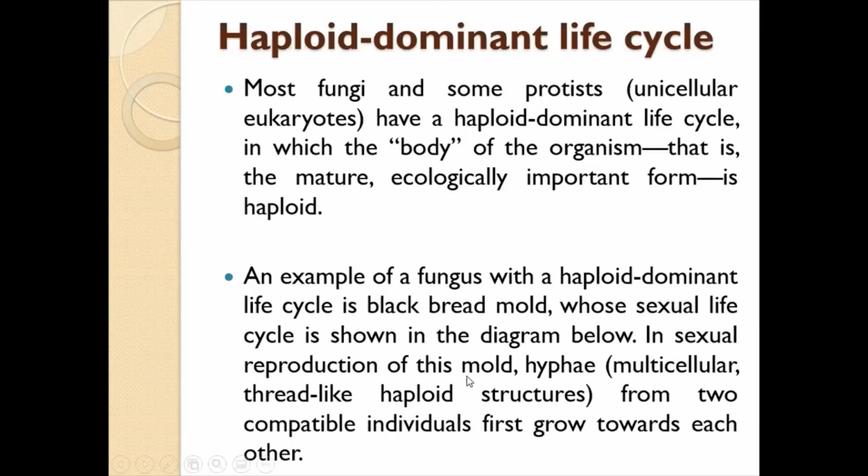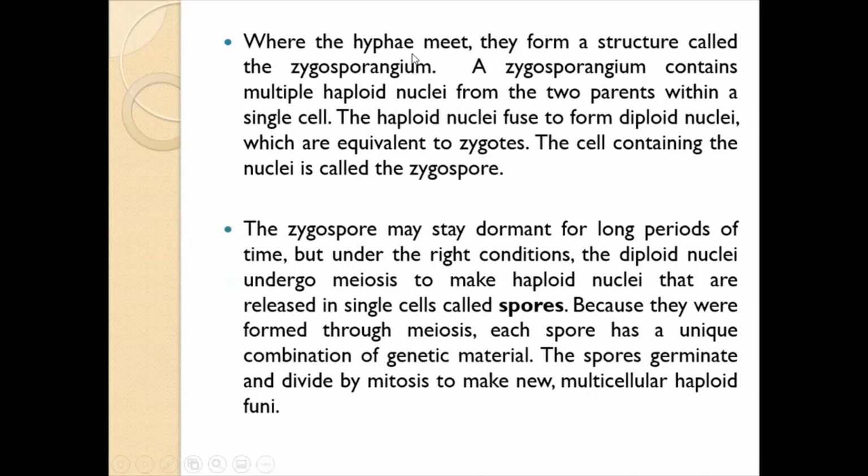In sexual reproduction of the mold, hyphae from two compatible individuals first grow towards each other. Where the hyphae meet, they form a structure called the zygosporangium. A zygosporangium contains multiple haploid nuclei from the two parents within a single cell. The haploid nuclei fuse to form diploid nuclei, which are equivalent to a zygote. The cell containing the nuclei is called a zygospore. So this is a primitive kind of approach, but it is mainly seen in fungi and algae.